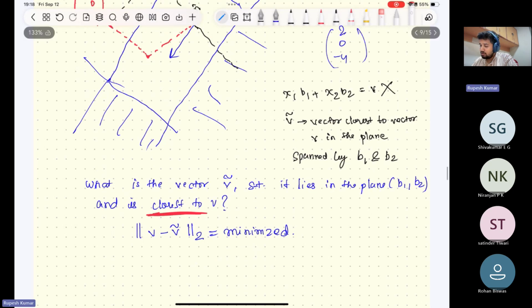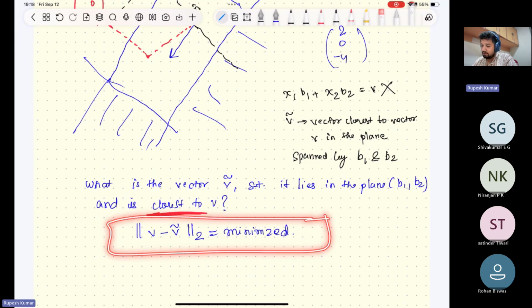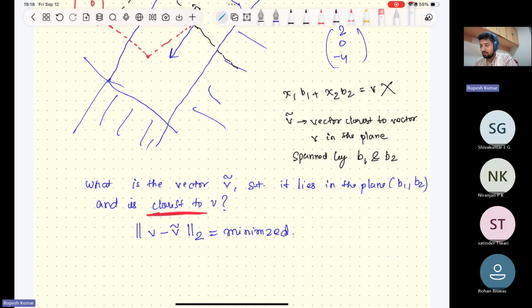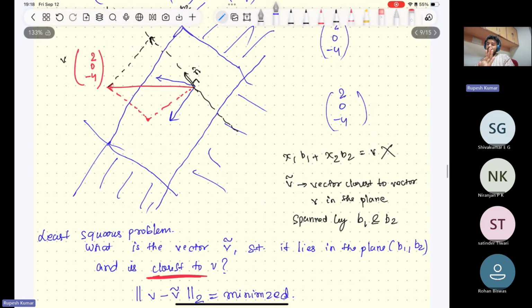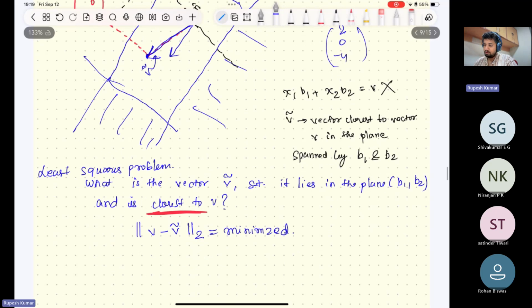Now the question is, which is the vector V tilde such that the L2 norm of V minus V tilde is minimized? The solution to this is essentially the least squares problem. And geometrically, you all know the answer. This is the projection of this vector on the plane, its component along the plane. Everyone knows this because we have already done these kinds of problems. This is the vector V tilde, the answer we are thinking of.